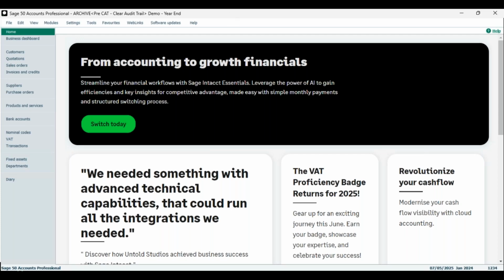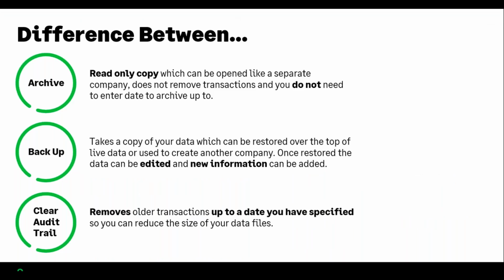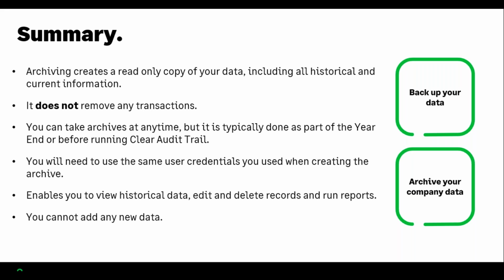Right then, so back to the slides. Let's have a quick summary of what we've learned. So we've learned today that archiving creates a read-only copy of your data, including all historical and current information. Remember that photograph analogy of the flower. Just because you've taken a photograph of the flower doesn't mean it deletes itself. So just the same with an archive, just because you've taken one, it will not remove any transactions whatsoever. You would have to do your clear audit trail for that.